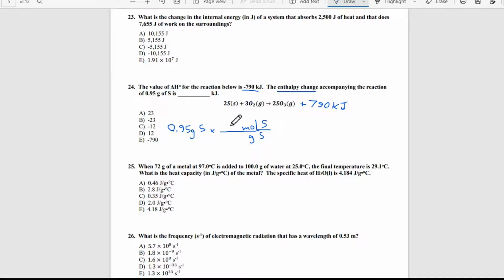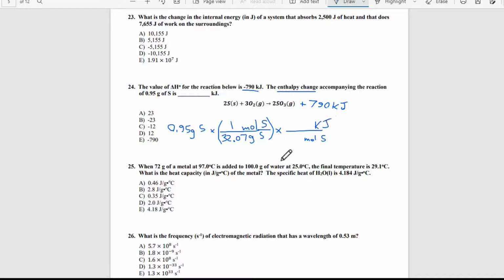How many moles? 1. Grams to mole conversions are always 1 mole. So this is going to be 32.07 if you look at your periodic table, or 32.065. Doesn't matter too much. And you could even just use 32. But now I can convert moles of sulfur to kilojoules.